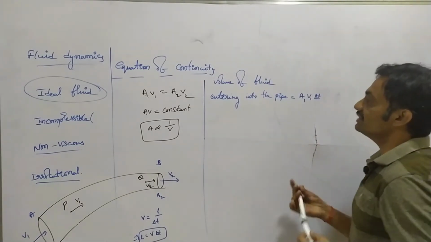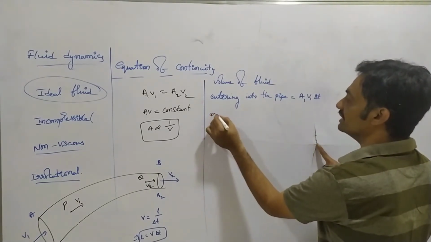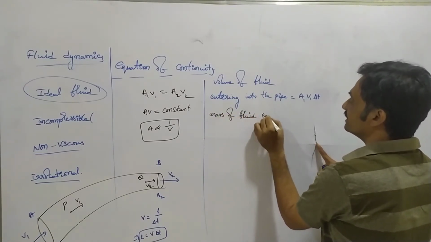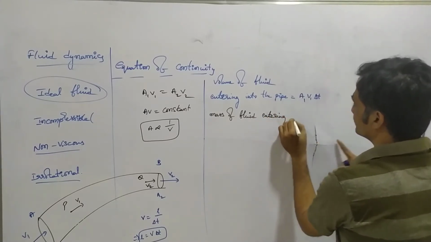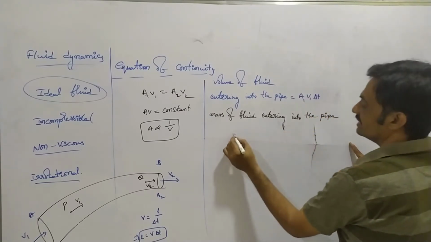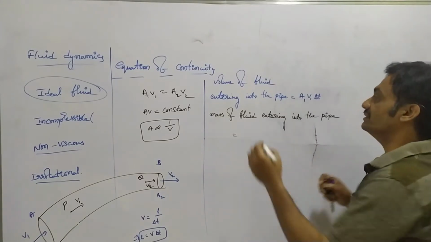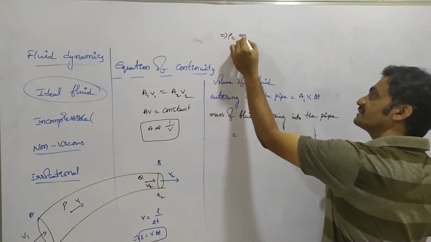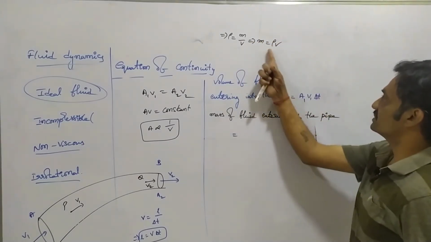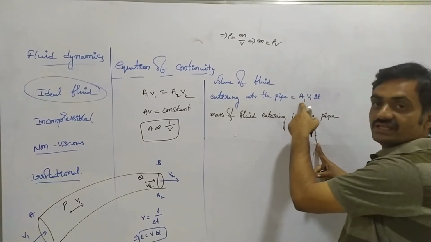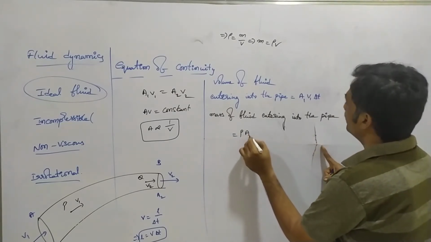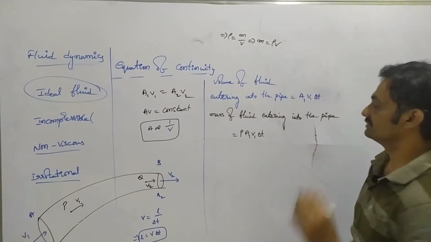Based on this concept, now we are going to represent the mass of fluid entering into the pipe, which is volume into density. Why? Because we know that density is equal to mass by volume, then mass is equal to density into volume. So we can substitute the volume as A1 V1 into delta t, and it can be represented as rho into A1 V1 delta t.